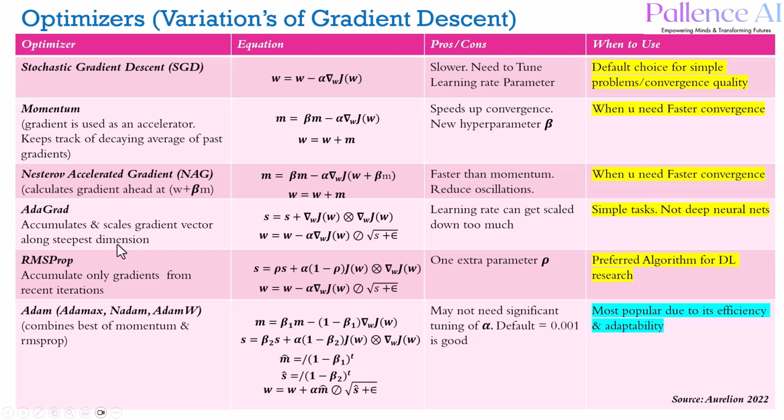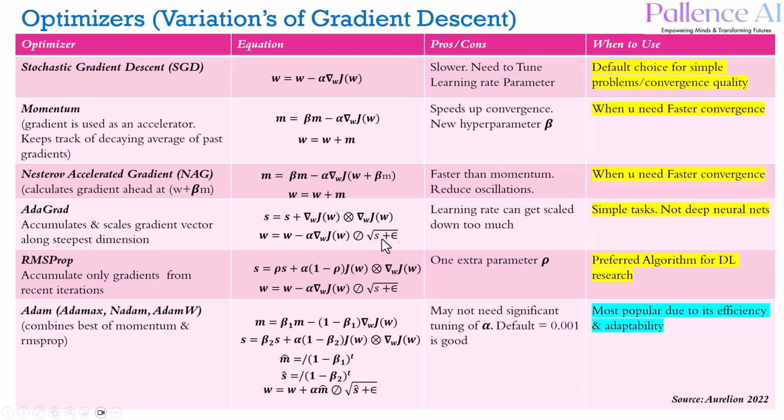So what AdaGrad does is, because sometimes in deep learning, when you have not properly normalized your input data, the gradient descent method may try to reach the optimum in a convoluted way. So this algorithm tries to make the gradient descent go to the minimum in a more direct route. And for that, it scales the gradient vector along the steepest dimension.